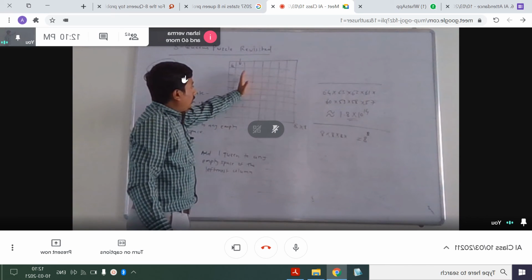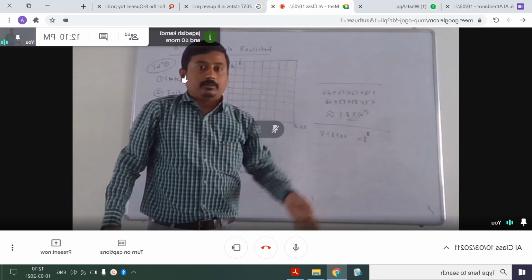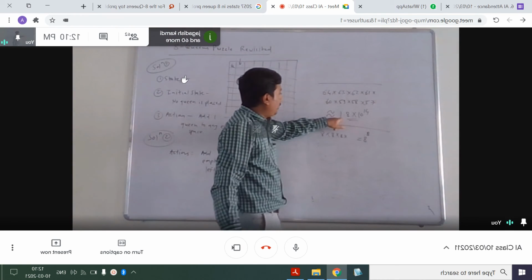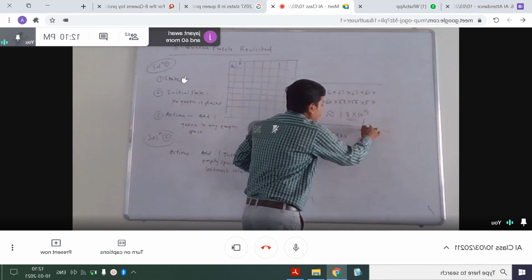I am going column by column. I am ensuring that a queen cannot be attacked in a column. Okay, that I am ensuring. So from 10 to the power 14, I have reduced the number of states to this number.